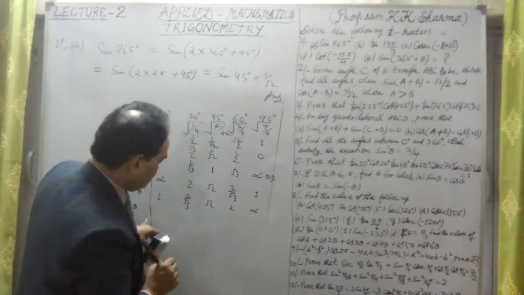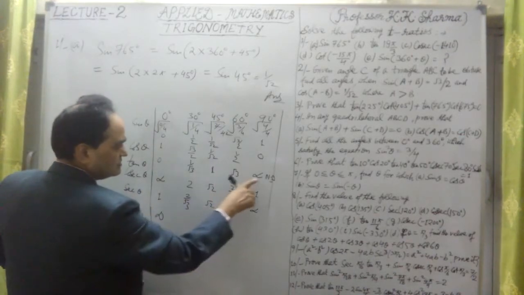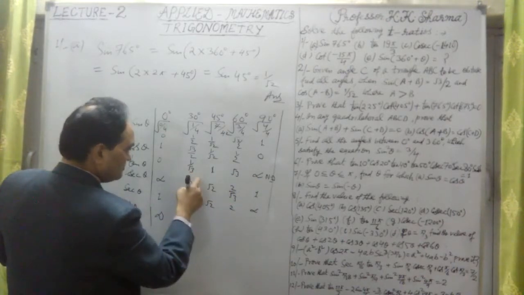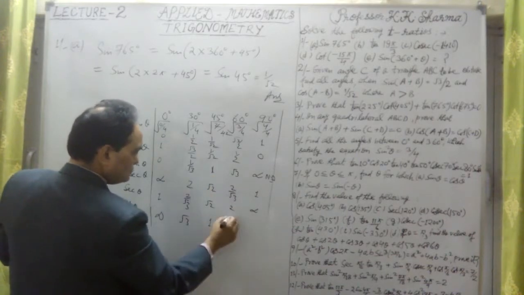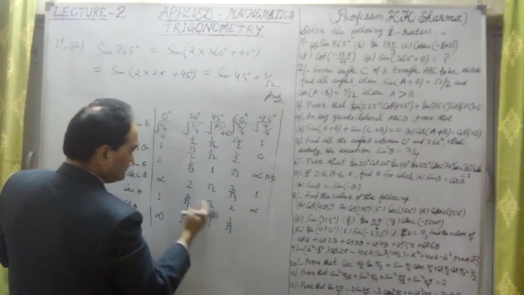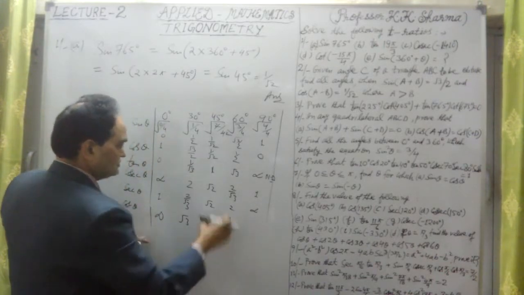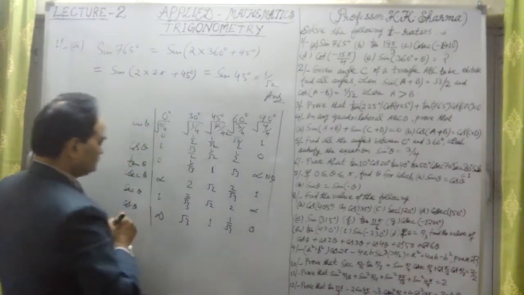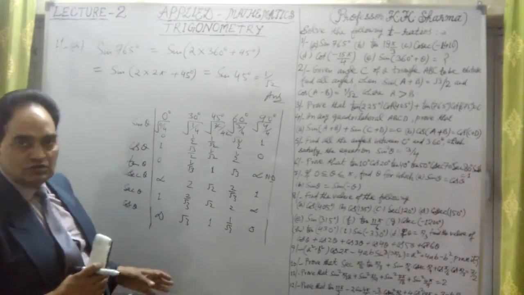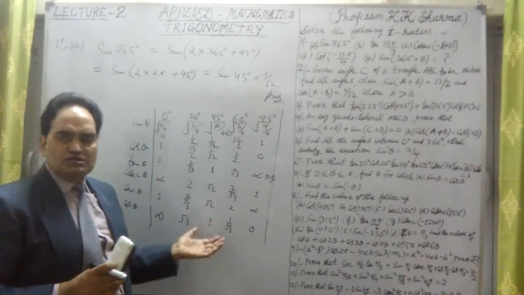Now cot theta: cot 0 degree is 1 upon tan 0, which is not defined. We can just reverse the value of tangent. Root 3 is here, so 1 upon root 3 is cot 60 degree, because cot theta is 1 upon tan theta, the reciprocal of tan, so this is just reversed, and 0 here. These are the values at 90 degree for all the 6 trigonometric ratios. All the 6 trigonometric ratios are written down here. So these values are mostly used.